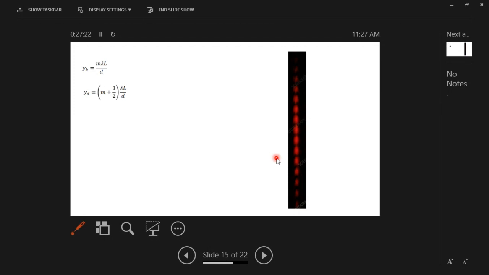Now let's see what I mean by m. So you look at the very brightest one here, and that's going to be your m equal to 0. That's m equal to 0 for the bright fringes. And for that, if you replace this m by 0, you are going to get y0 to be 0. So that means that the central fringe is exactly at the center of the screen. But then you look at this bright fringe, for that one, m is 1. That means you have to replace this m by 1 for this one.